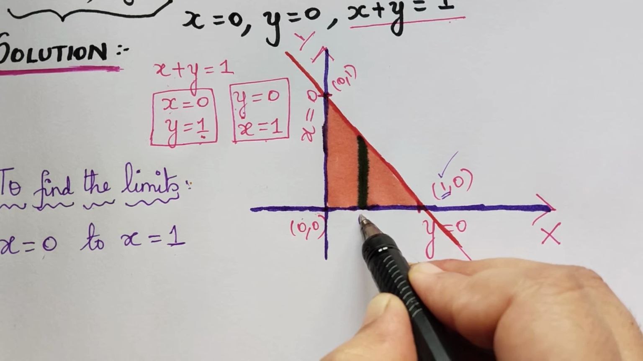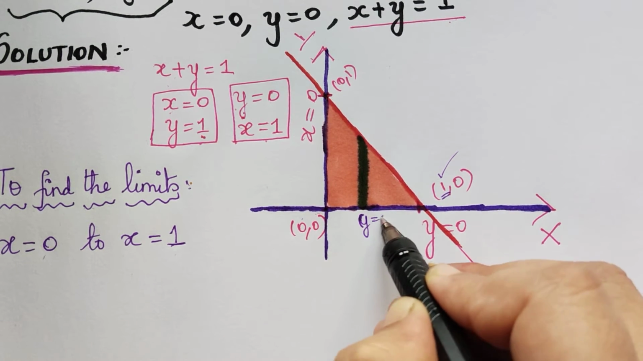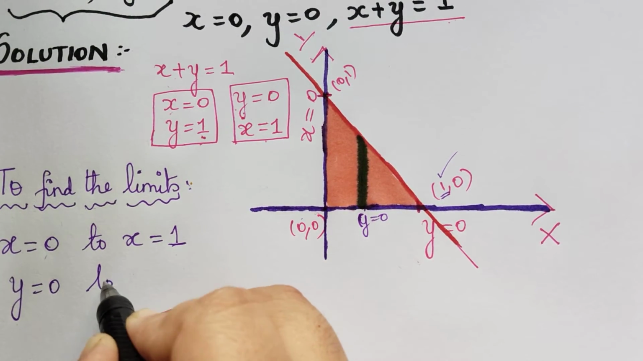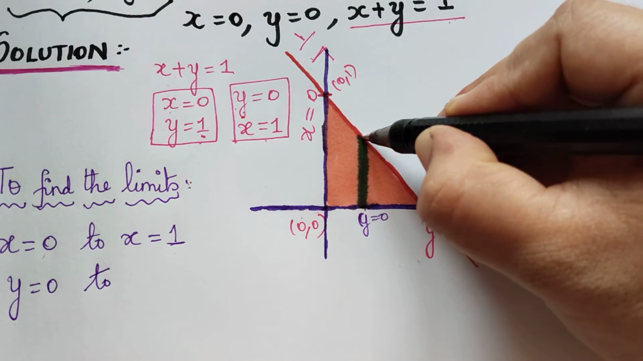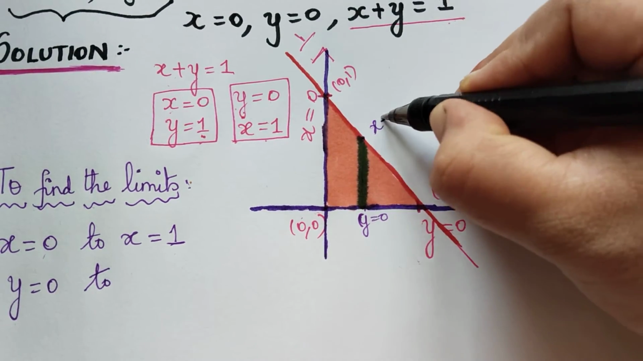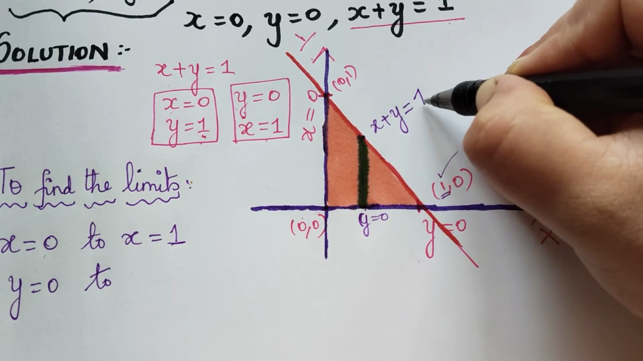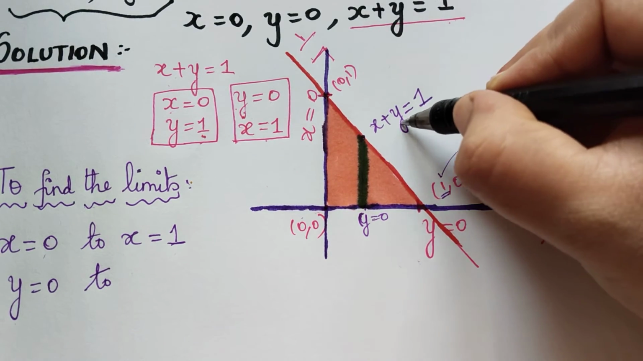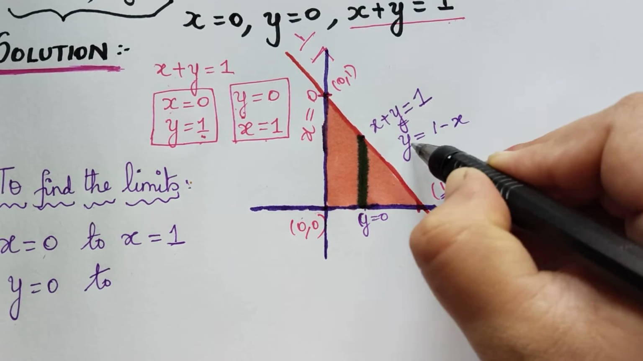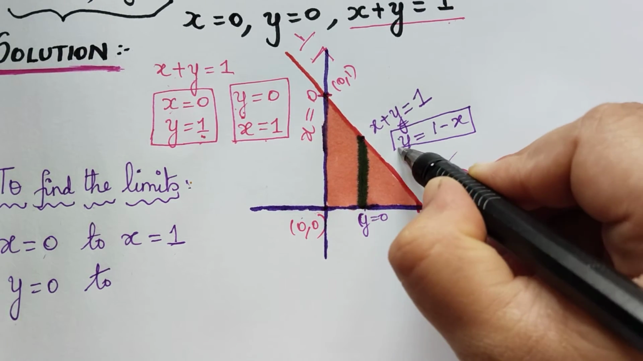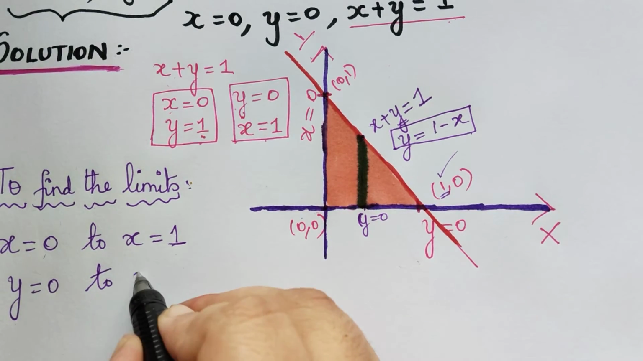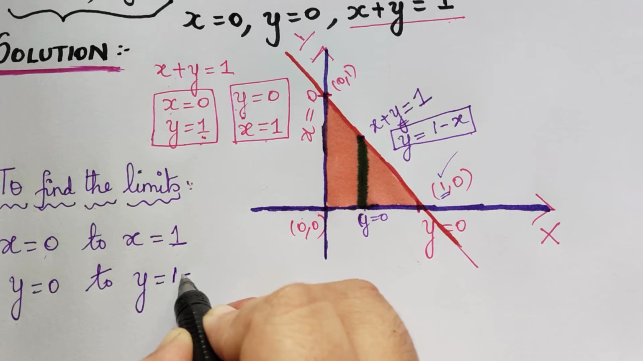So at this point the value of y is equal to 0. So it starts from y equal to 0, and now it ends where? At this point, which is a point on the line x plus y is equal to 1. So what will be the value of y from this? y will be equal to 1 minus x. So this will give us the ending limit of y, that is the length of the strip, which is y is equal to 1 minus x.